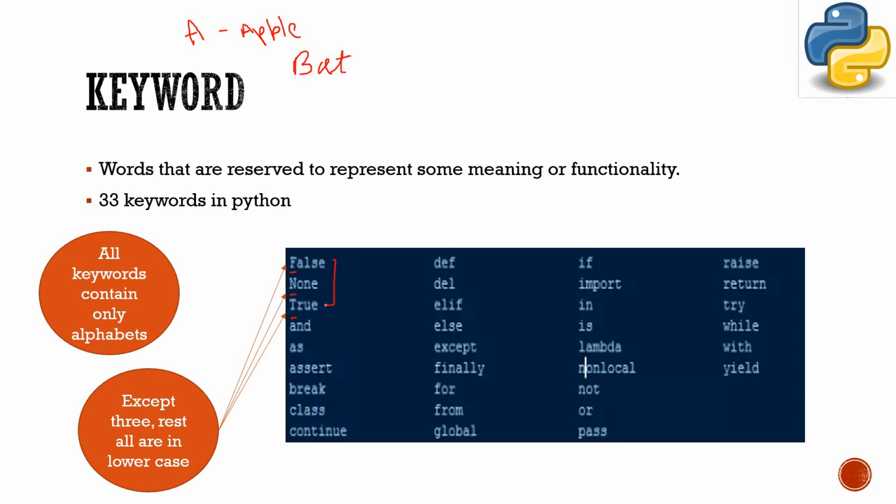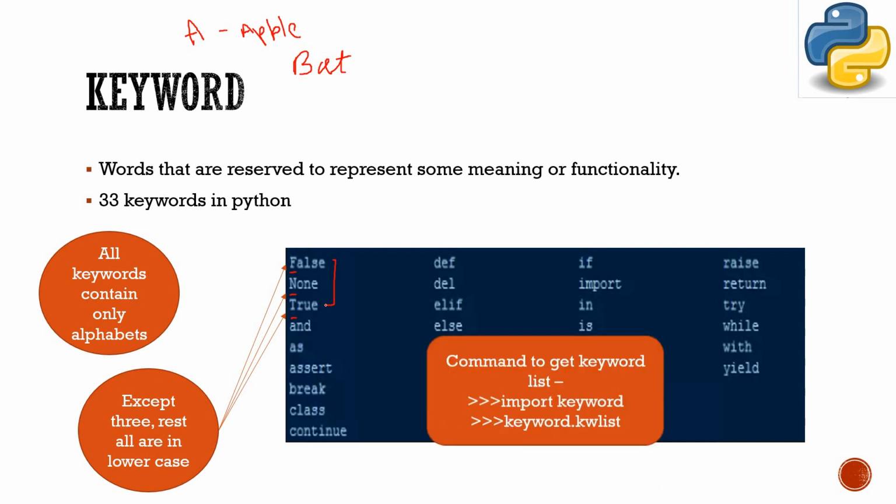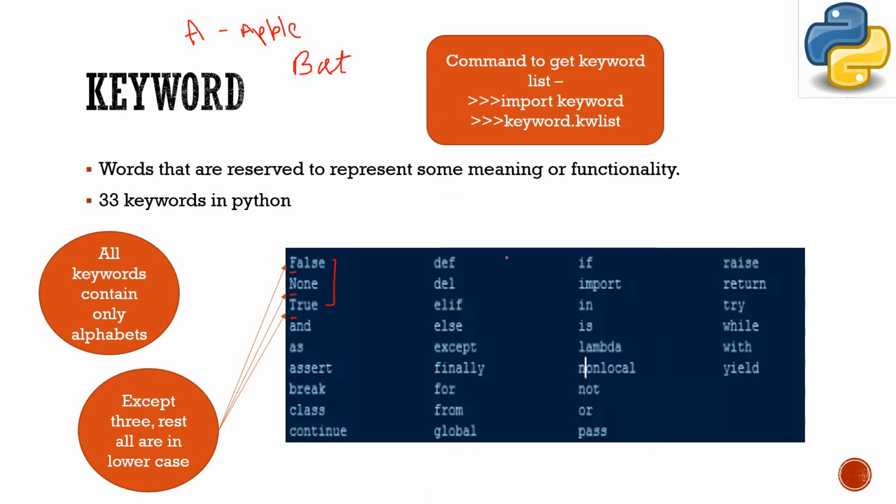So we have a command from which you can find the keywords in Python, that is import keyword. Import is a command to import any module in the Python shell. After that you have to write keyword, which is the name of the module. After that you have to again write keyword dot kw list. Okay, keyword dot kw list.